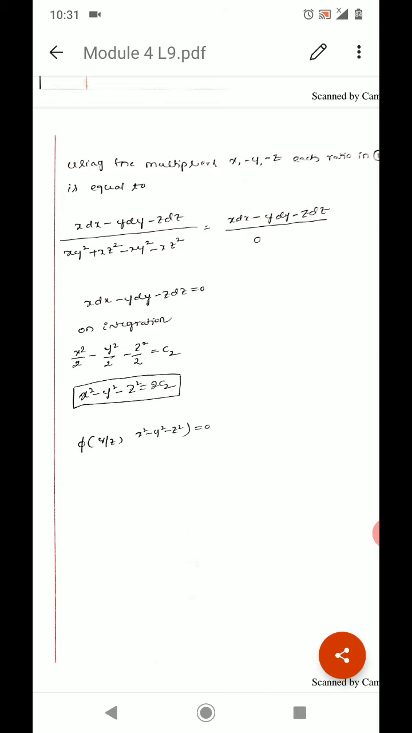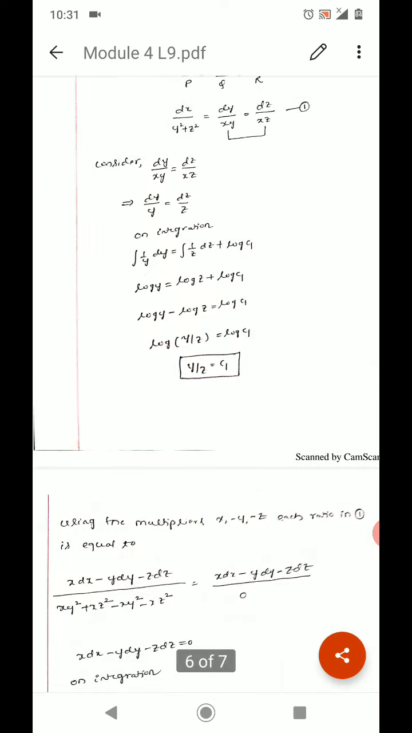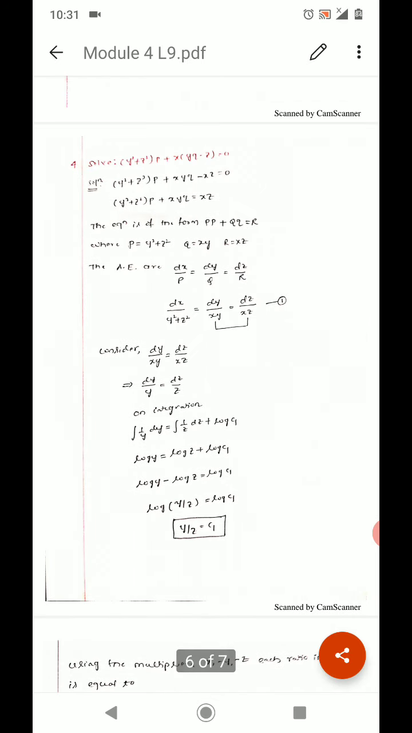So here completes the fourth module. I already told you to practice the wave equation and heat equations from your side. If you have any doubts, you can call me at any time.